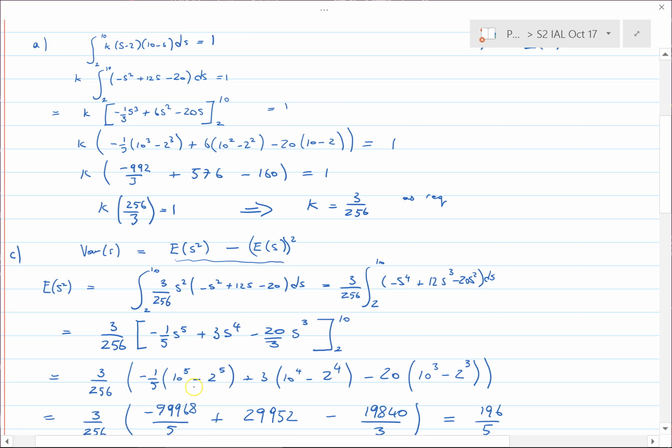The other thing I was trying to emphasize when I made the original video, which you'll never see, no one ever will, is that when there's lots of fiddly fractions, I sometimes integrate each term separately. So instead of working them all out when it's 10 and all out when it's 2, I often find it quicker to do basically 3 over 256 times minus 1/5 s to the 5 from 10 to 2, plus 3 s to the 4 from 10 to 2, minus 20 over 3 s cubed from 10 to 2, remembering that they all have to be multiplied by 3 over 256, which is basically what I did there, and I did the same up the top here.